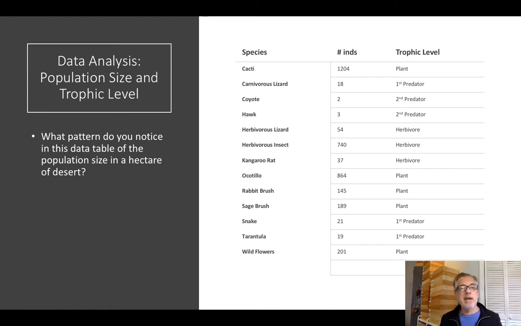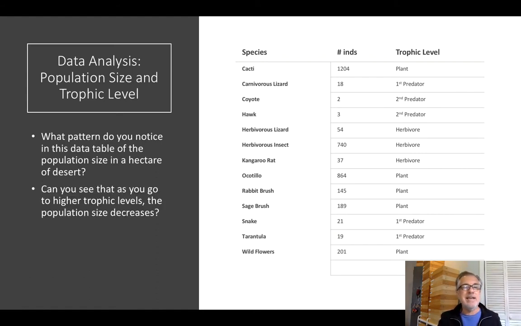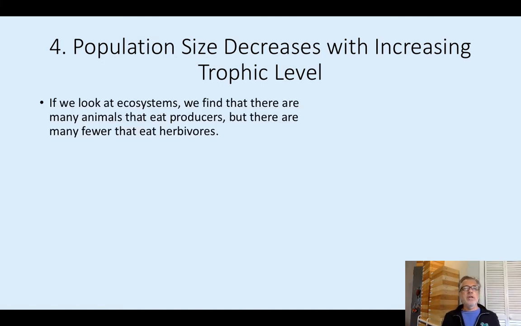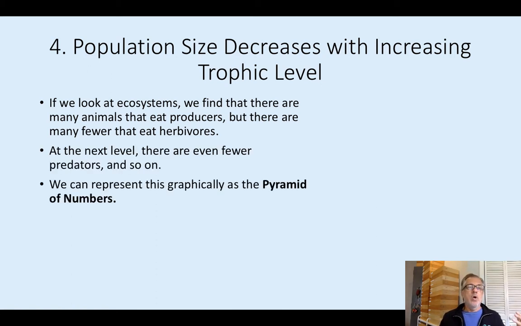So hopefully you've done that calculation, and now you can see that as you go to higher trophic levels, the population size decreases. And that, in fact, is rule 4. Population size decreases with increasing trophic level. When we look at ecosystems, we find there are many animals that eat producers, but there are many fewer animals that eat the animals that eat the producers, etc., etc. We can represent this graphically as the so-called pyramid of numbers.